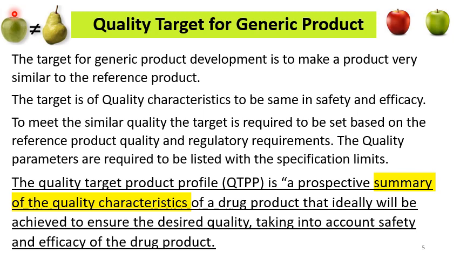Now, if you have the reference product and you want to develop the generic product for the reference product, then the quality of the reference product is to be studied and evaluated, and based on that quality, the limits and specifications are required to be set. The quality parameters are required to be listed with the specification limits.